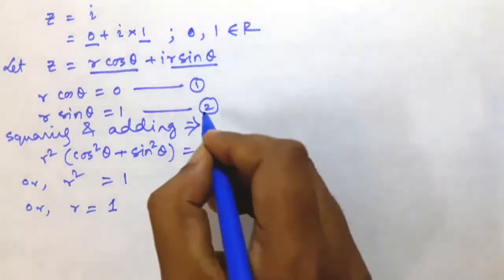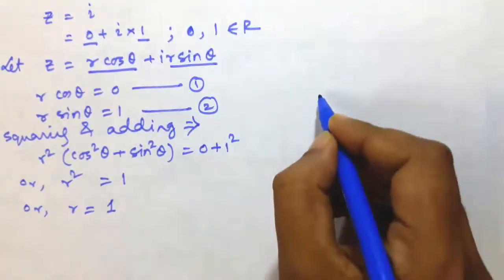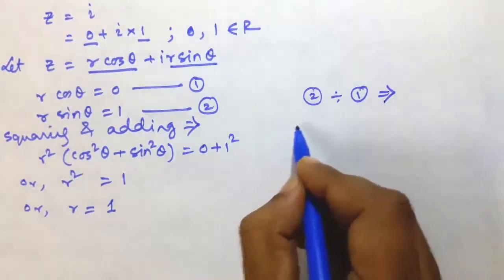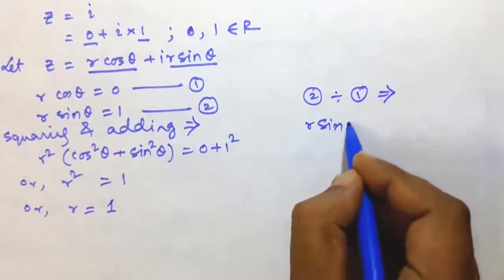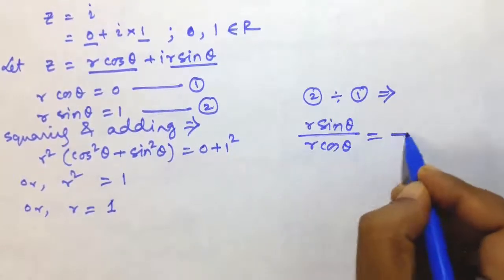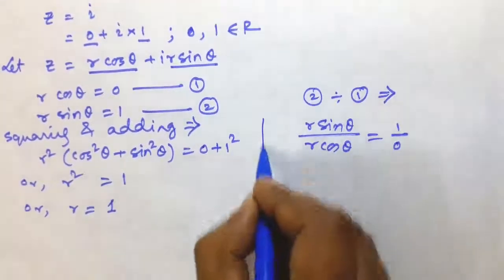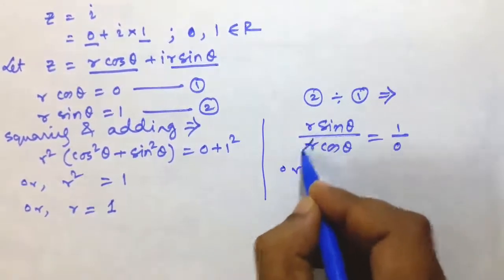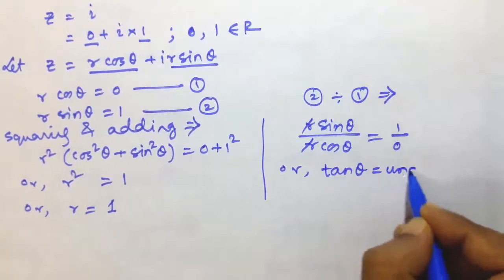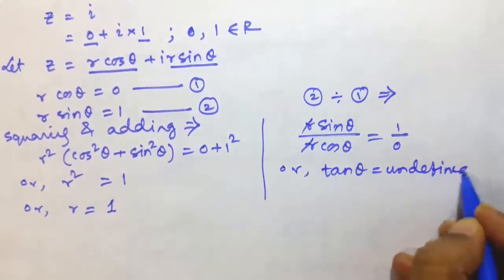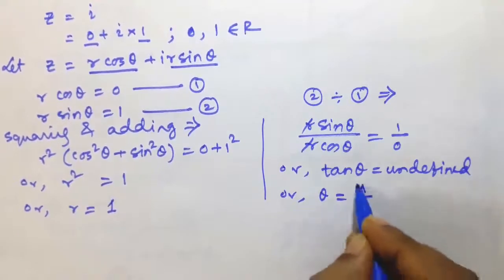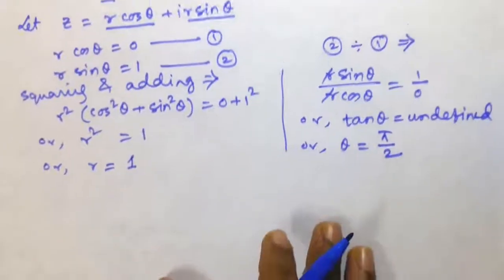Now dividing 2 by 1, we find r sin theta divided by r cos theta is equal to 1 divided by 0, or tan theta is equal to undefined. Therefore, theta is equal to pi by 2 radian.